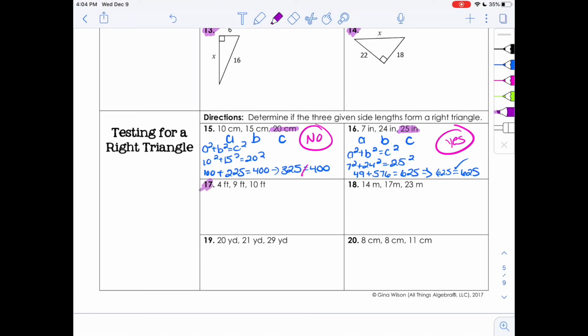Go ahead and highlight 17, 18, 19, and 20. And remember, as you're looking at these, you pick out your longest side first, that is C, and then the other two would be A and B, and they must create a true statement at the end to be a right triangle.